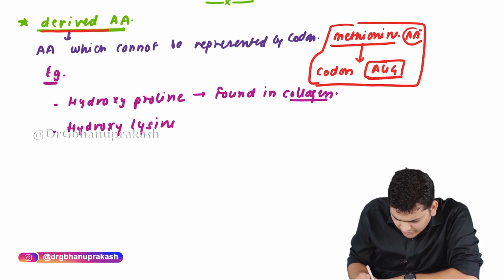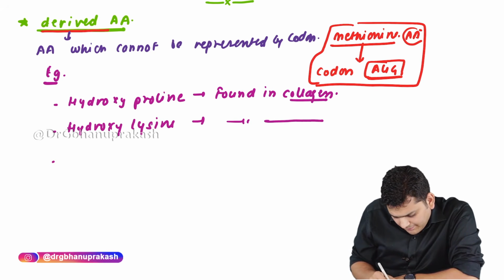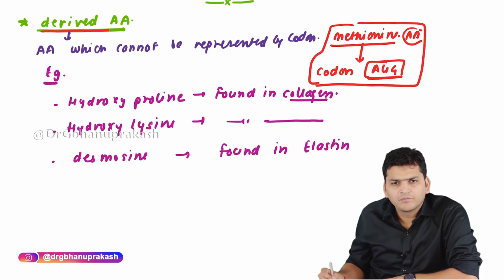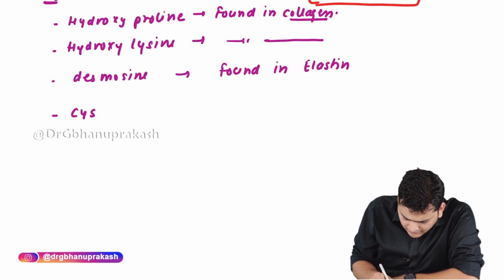That is also a derived amino acid found in collagen. Then the next example is desmosine. It is found in elastin. Then the fourth example is cystine.